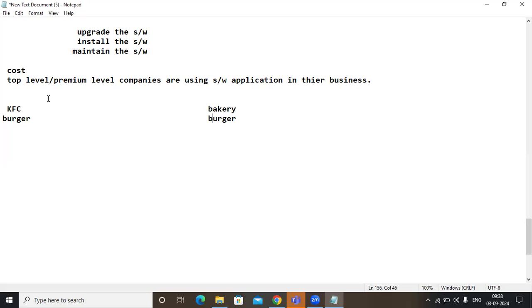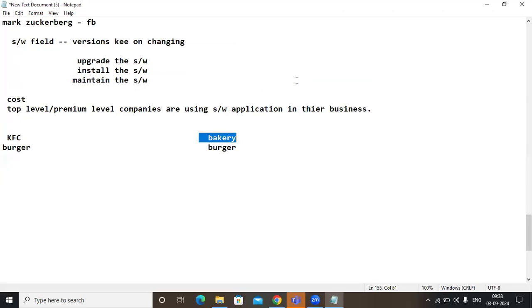It has branches. KFC is a top level company. It's all over the world. Because they can afford what? Cost. Software cost, yeah. They can afford the cost because KFC has lots of branches across the world, right? KFC business turnover is in crores in a year. That is the reason they are using software to run the business. But whereas bakery turnover is maximum thousands or lakhs in a year. That is why the bakery owner cannot afford the cost. That is the reason he is not using a software application to run his business.